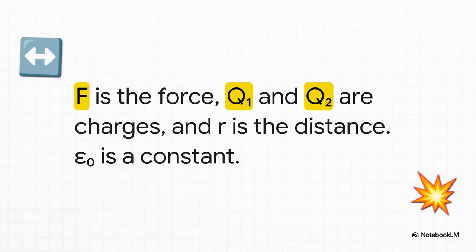The force, F, is proportional to the two charges, Q1 and Q2, multiplied together, and it's inversely proportional to the distance, r, squared. Now those other symbols, the 4, pi, and epsilon naught, they're just constants that make sure all the units work out. That epsilon naught in particular is actually a fundamental constant of the universe, called the permittivity of free space.